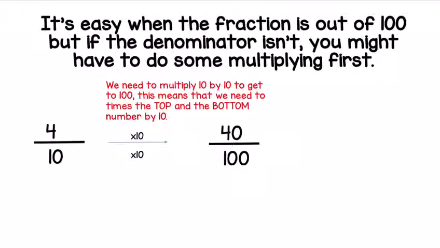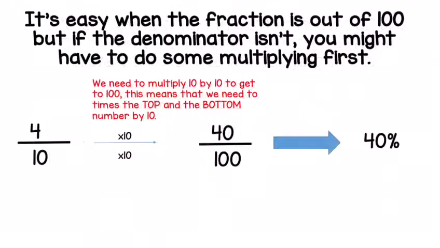Now we just need to do our top number. So 4 times 10 is 40. So we've turned our 4/10 into 40 hundredths. And now you should be able to easily turn that into a percentage. But because of what we were talking about earlier, if it's out of 100, it's just the numerator that is the percentage. So 40 hundredths is equal to 40%.